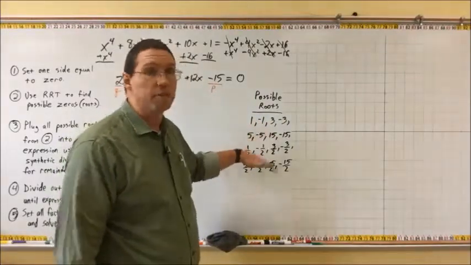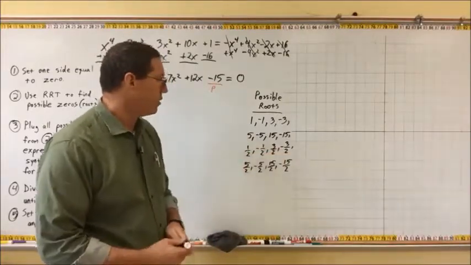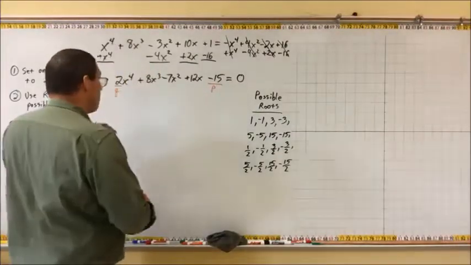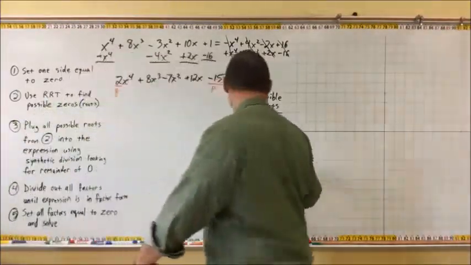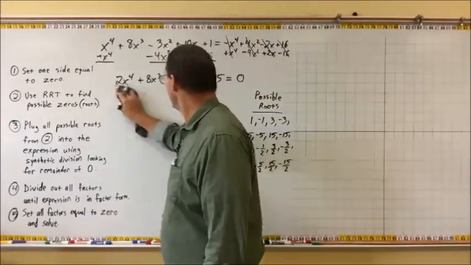Once we find all the factors, then we can stop. Okay? Hopefully we'll find them before we get to these fractions down here, but you can plug fractions in. All right, so here we go. We're going to do synthetic division with these numbers. We're going to start with 1. Let me get rid of this, the P and the Q.